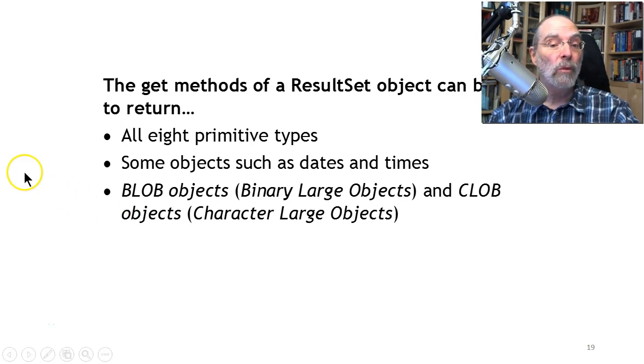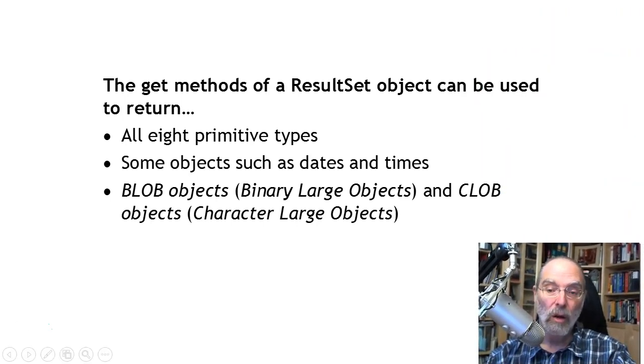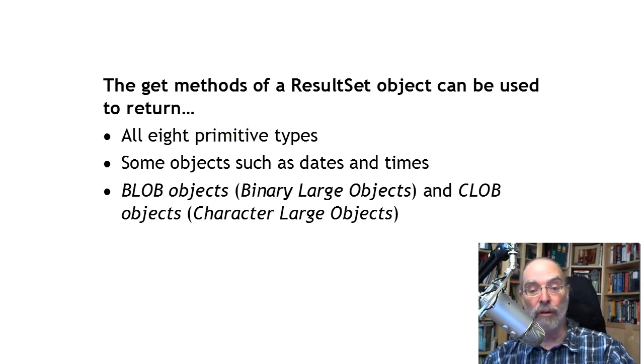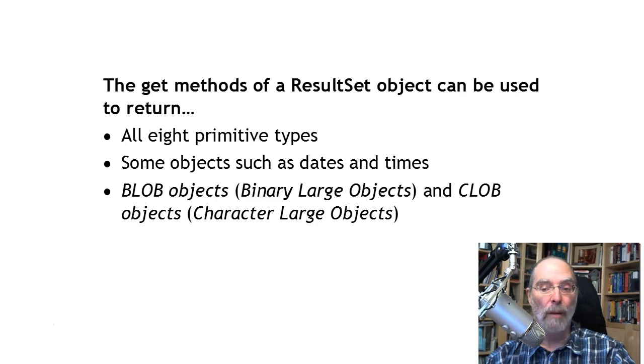Now, when we're working with a result set, let's move myself down here so we can see the text. When I'm working with a result set, when I'm issuing a select, I have to match the primitive type with the particular SQL type. There are also certain objects that I can map, things like dates and times, and one of the more interesting types of objects are blobs and clobs. We'll look at those on Friday.